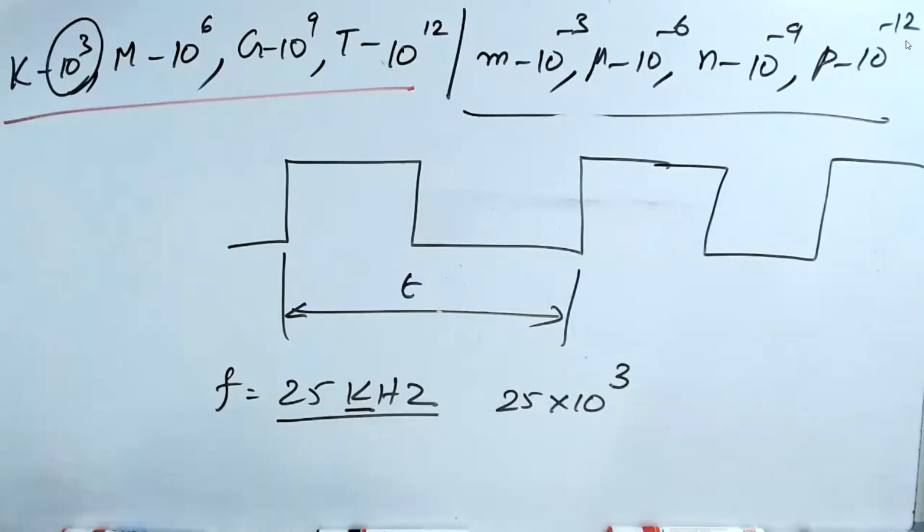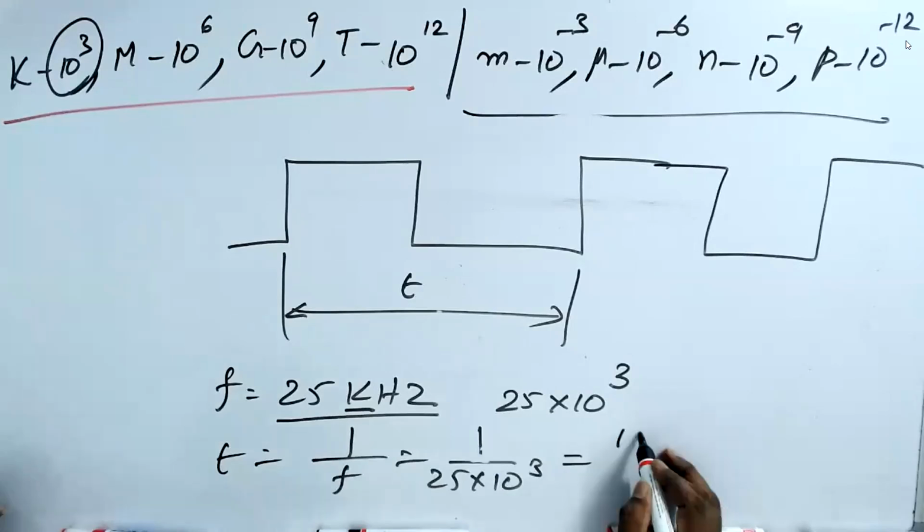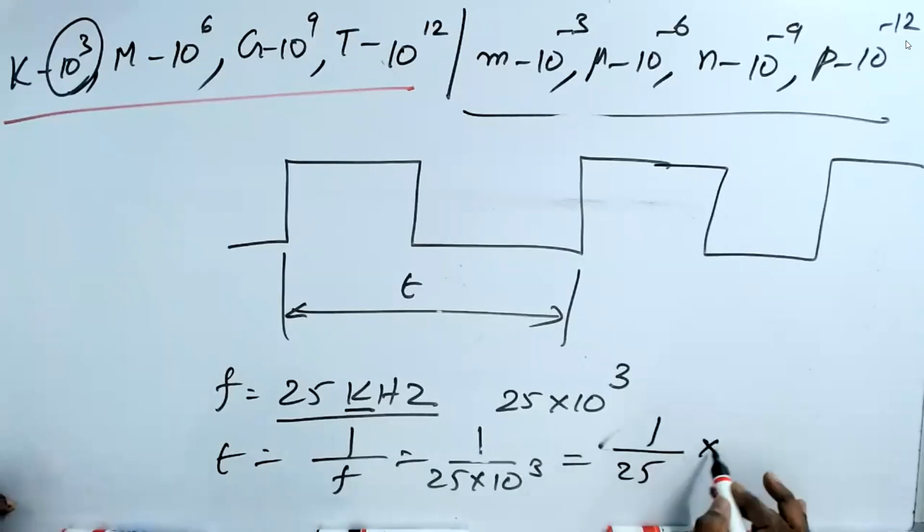Sorry, let me move this video image to the left side. Now T is equal to 1 by F, which is 1 by 25 into 10 power 3. But if you say 1 by 25, it becomes a fraction. Normally we don't like fractions. So we write 1 by 25 into 10 power minus 3, let us be here itself.